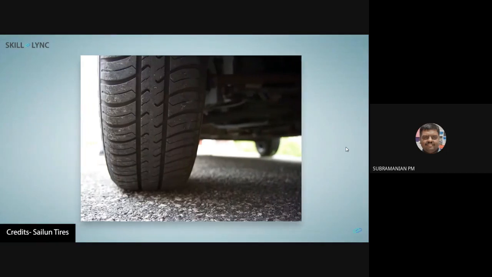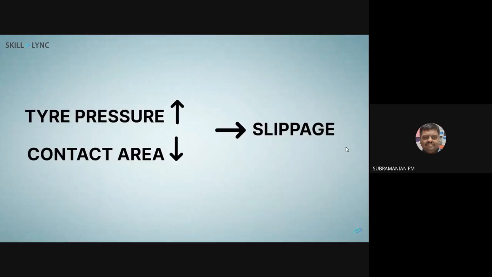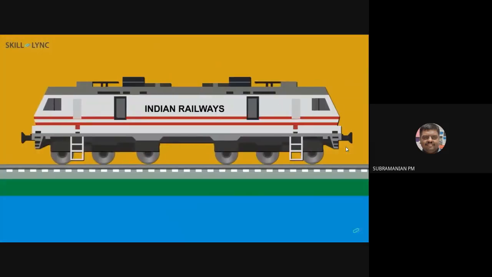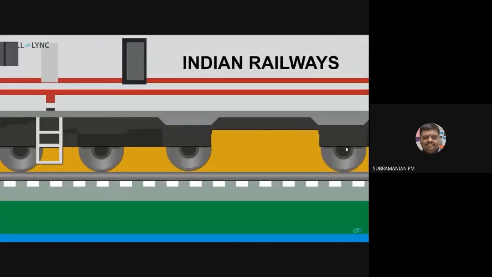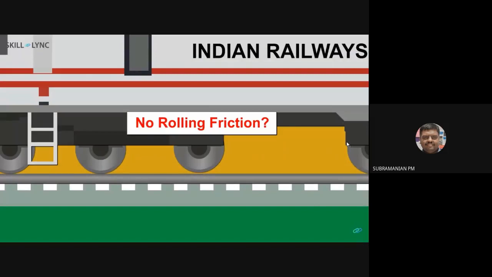Because of this, the very little area of it will be in contact. This reduces the total and leads to loss of traction. We'll take another example of a train on rail tracks for this. The wheels of trains are normally made of hardened steel, so the deformation that they undergo is very little and is negligible in value. Since their deformation is negligible, they shouldn't have any kind of rolling friction, right?